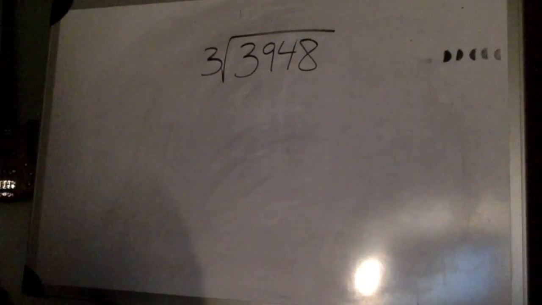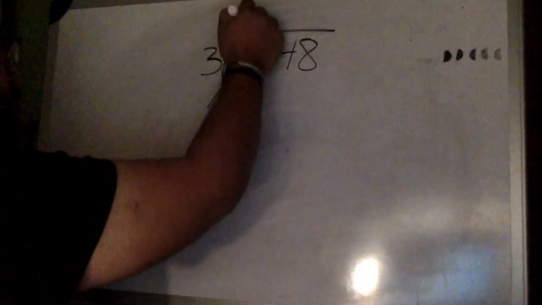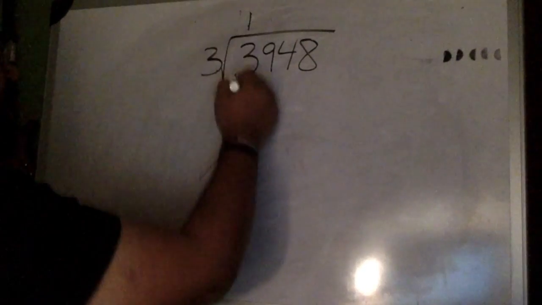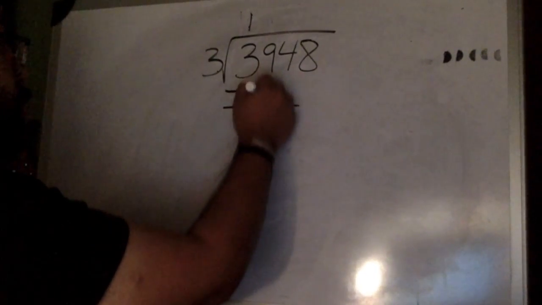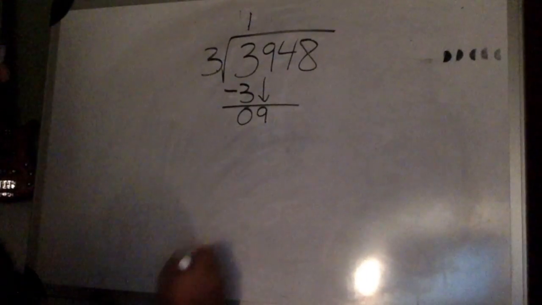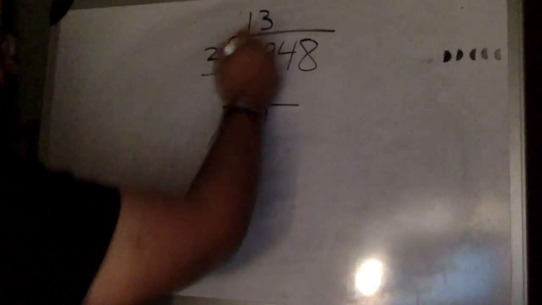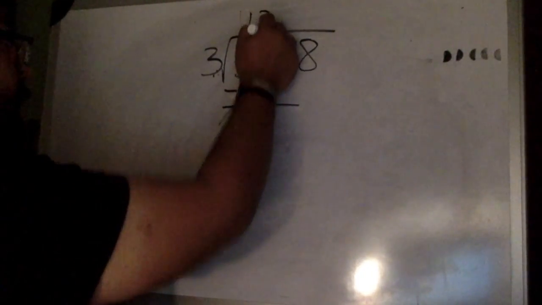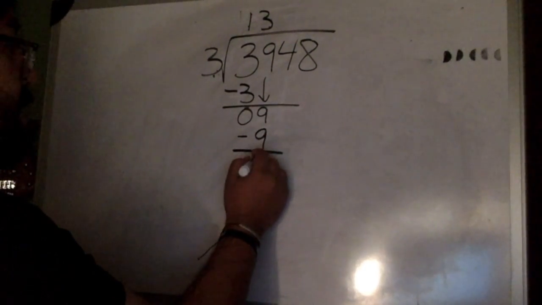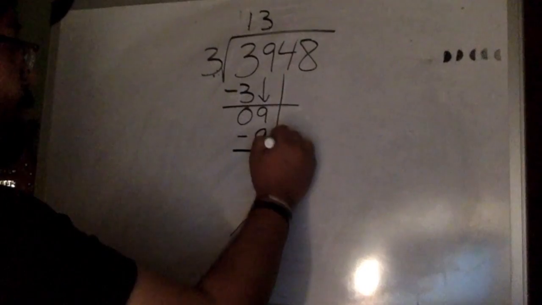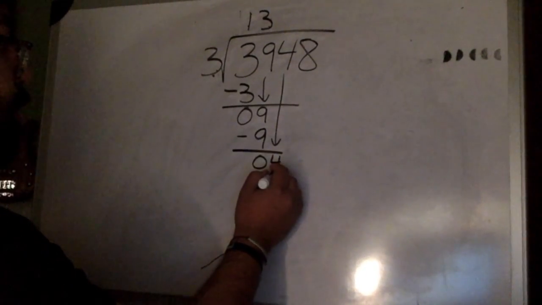And let's go. How many times does 3 go into 3? One time. 3 times 1 is 3. 3 minus 3 equals 0. Drop the 9. How many times does 3 go into 9? 3 times, because 3 times 3 equals 9. Subtract, 9 minus 9 equals 0. Drop the 4. How many times does 3 go into 4?